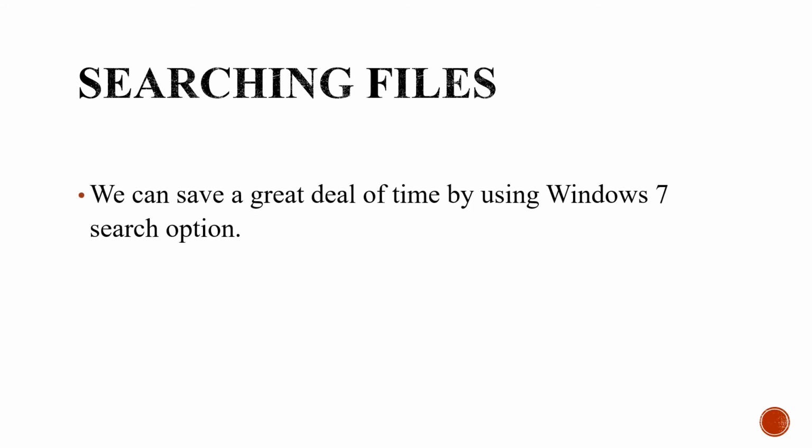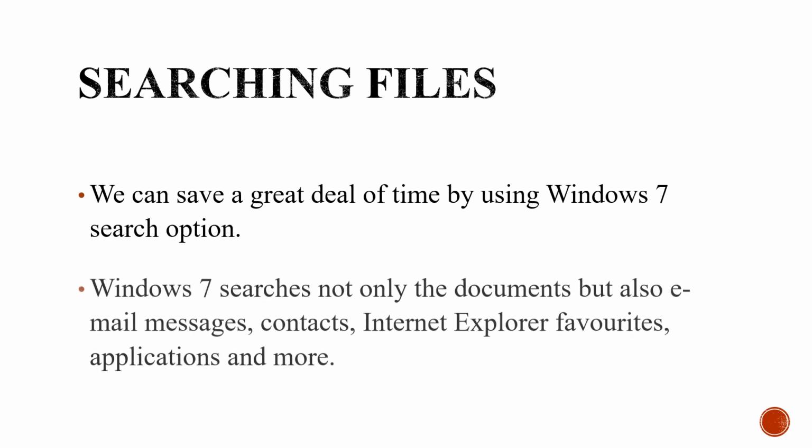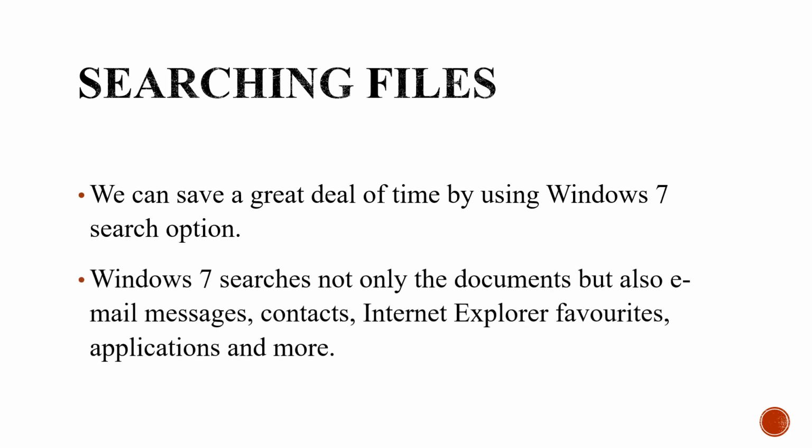Let us see, children, how you can search the files. We can save a great deal of time by using the Windows 7 search option. In the search option you can type the related text and it will search the file for you. Windows 7 not only searches the document but also the email messages, contacts, Internet Explorer favorites, applications and more.